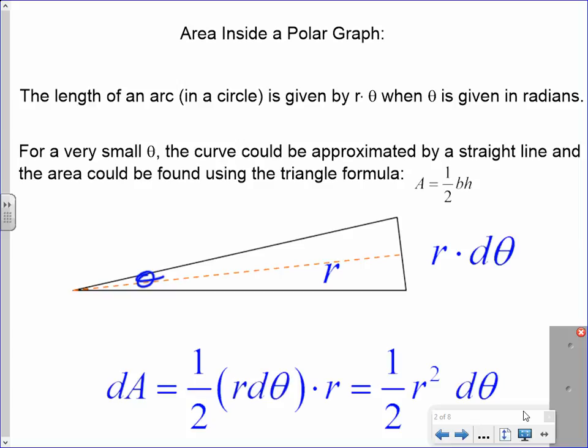Do you see where this is going? If we want the area inside of the polar curve, we're going to take all of these itty bitty triangles and do what with them? Add them together. Where's this going? It is going towards integration.